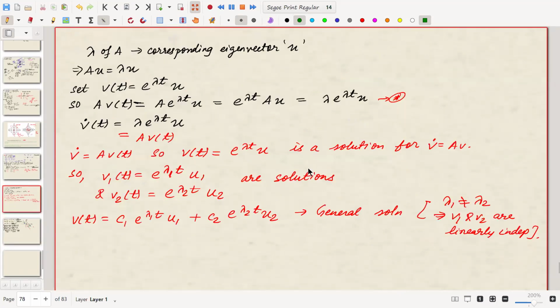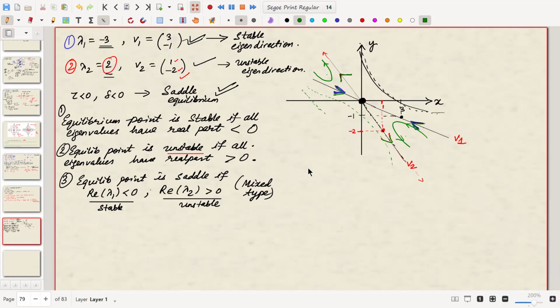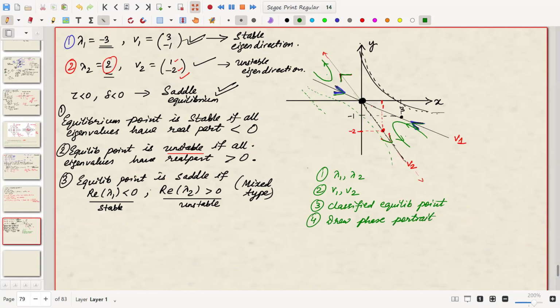Let us come to something even more interesting. This is all about graphics. We did not do any math, right? It is all about computing eigenvalues and eigenvectors. What we did: first we computed the eigenvalues and eigenvectors V1, V2, then classified the equilibrium point. Fourth, we drew the phase portrait and the vectors.